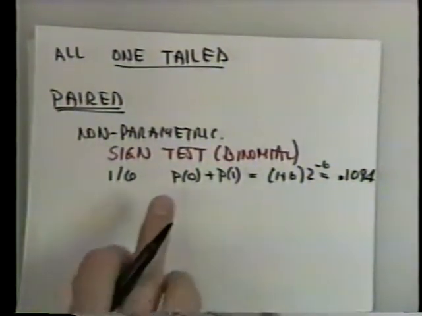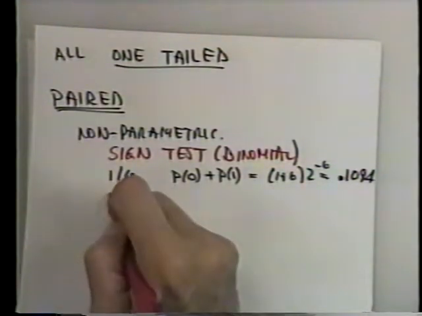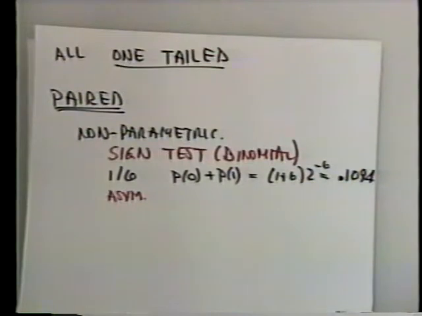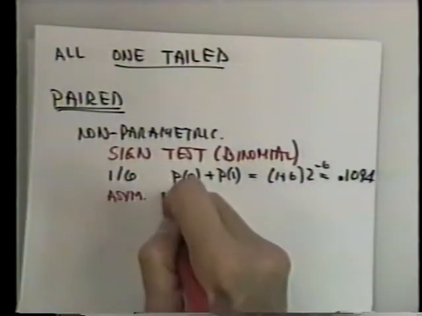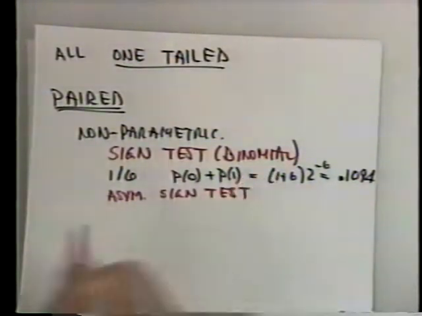Now, this is the exact value. I said that for all these tests, we can have an asymptotic formula, assuming it's Gaussian, which is silly because we know it's not Gaussian. That's why we're doing these tests in the first place. But a lot of programs use this formula, and all the books have this formula. So I could do the asymptotic statistic of the sign test.